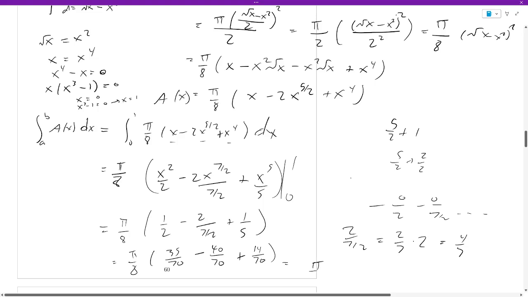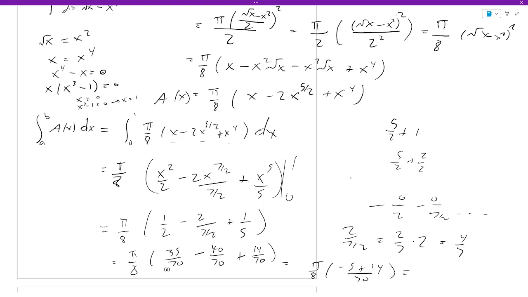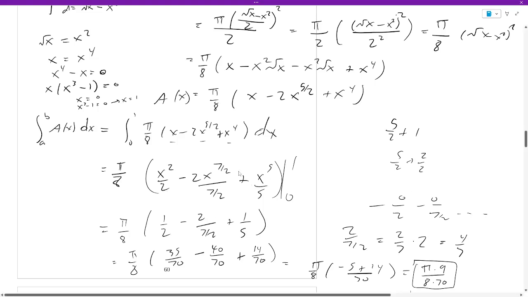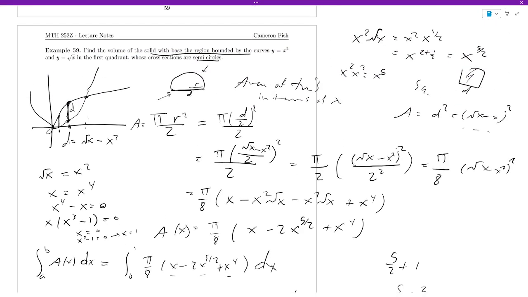Let's just see. So this will be 35 minus 40 plus 14 all over 70. 14 minus 5 is 9. So it'll be pi times 9 over 8 times 70. And yeah, that is a number. Nothing in common here, so that's the best you're going to get unless you do decimals. Okay. So, yeah, some weird number, but that's the volume of our shape. Okay, so these are a little bit tricky because you have to do these cross section things.